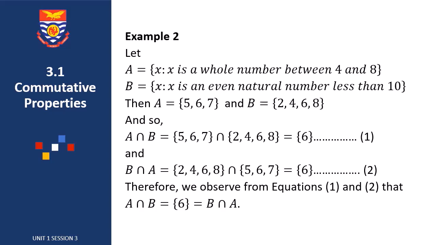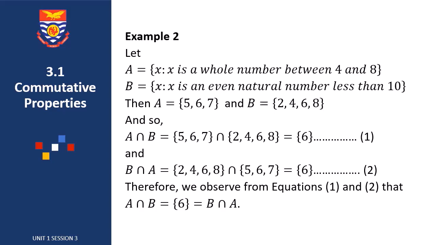Now we will find A intersection B, and so we bring the set A, we bring the intersection symbol, and we bring the set B, and we realize that the element that is common to both A and B is 6. So we call that one equation 1.